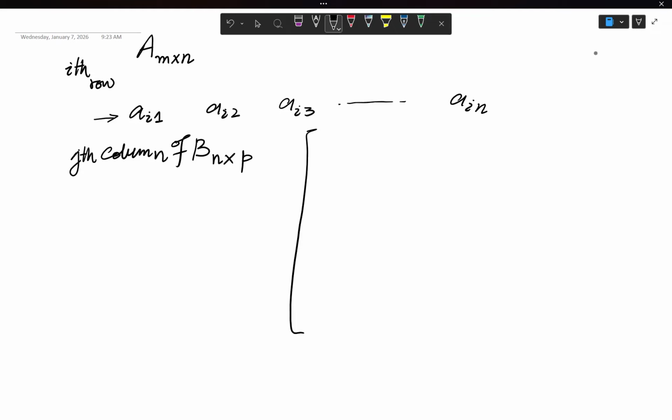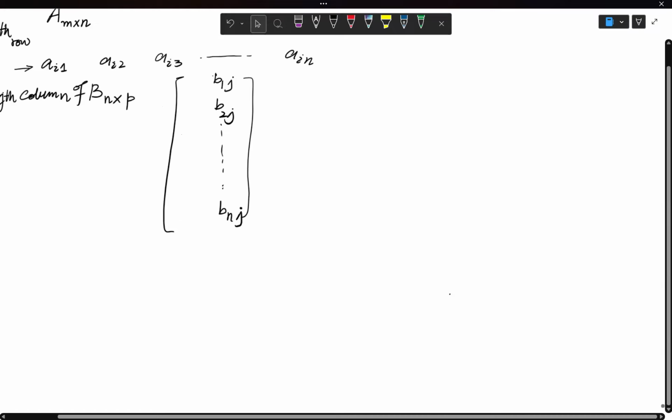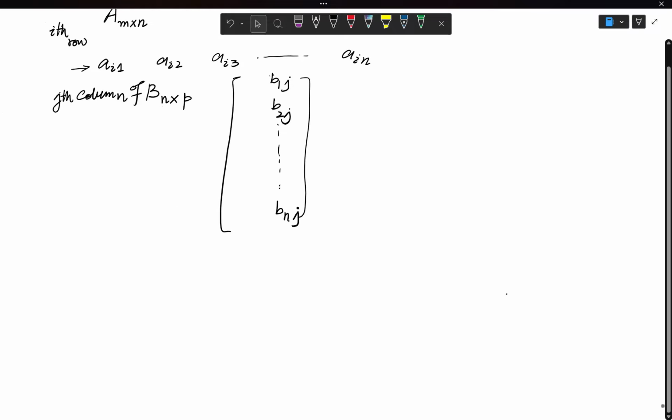So column, jth column, so the column index will remain the same. So it will be B1j, B2j, up to so on, Bnj, right? So in the A row, we have n entries, and in the column of B, we have n entries, and they will be correspondingly multiplied. And what elements are they going to give us of C? It is the ith row of C and jth column of C. We have seen that one explicitly in the previous example.